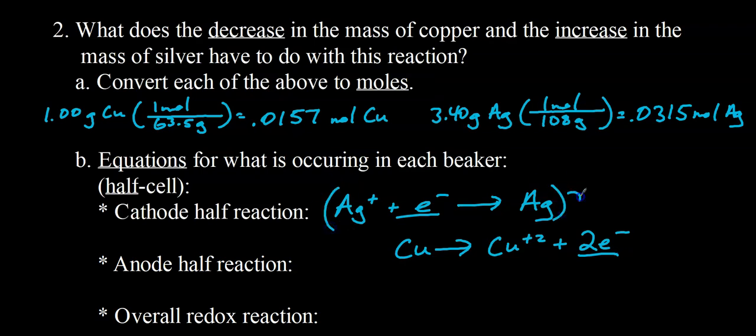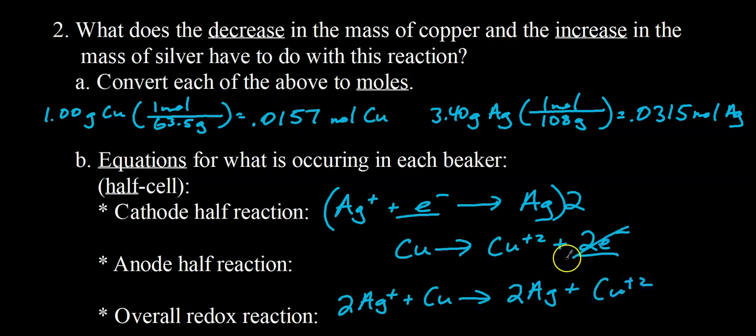I don't recommend that you do it like this. I recommend that you change each coefficient, but nevertheless, I'm going to write it this way this time. So here's what we end up with: 2Ag+ plus Cu makes 2Ag plus Cu2+. And those electrons will cancel each other out.